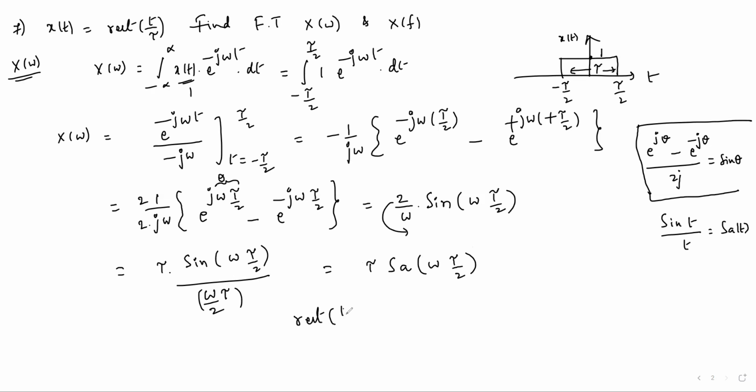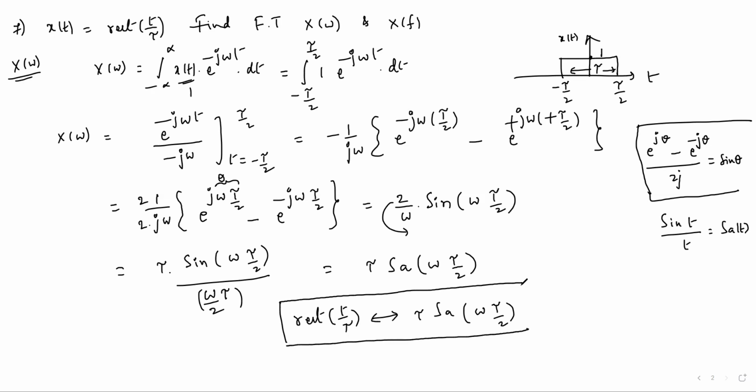Rectangular of t by tau Fourier transform is tau sampling of omega tau by 2. Very, very important Fourier transform pair. This rectangular function is in both X of omega and X of f formats. In sampling theorem, in Nyquist rate calculation problems, this pair is repeatedly used. They will repeatedly ask this pair in the competitive examinations. Most important, you can say.